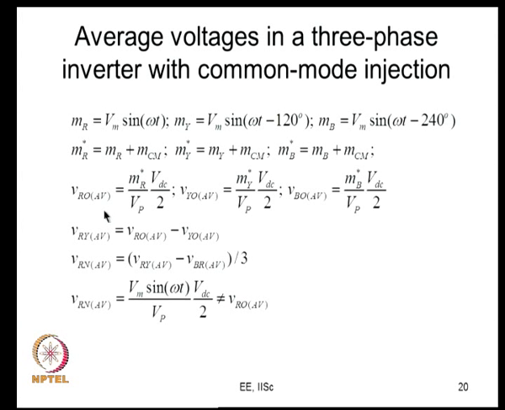So, your VRO average will be MR star by Vp into VDC by 2, but this is valid only as long as MR star is within plus Vp and minus Vp.